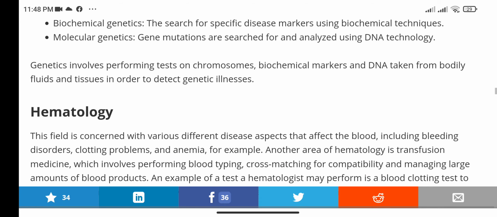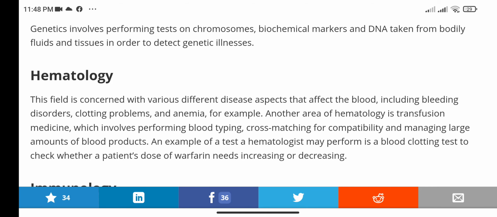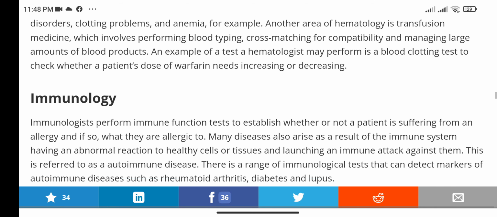Hematology. What is hematology? It is concerned with various different diseases that affect the blood, including bleeding disorders, clotting problems, and anemia. Another area of hematology is transfusion medicine, which includes performing blood typing, cross-matching for compatibility, and managing large amounts of blood products. An example of a test a hematologist may perform is a blood clotting test to check whether the patient's dose of warfarin needs increasing or decreasing.